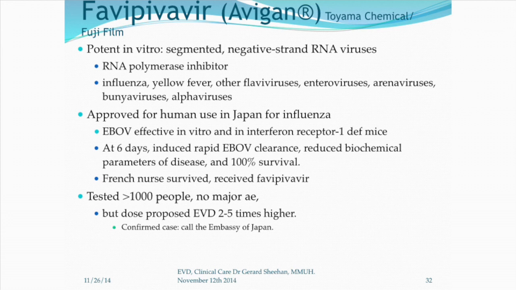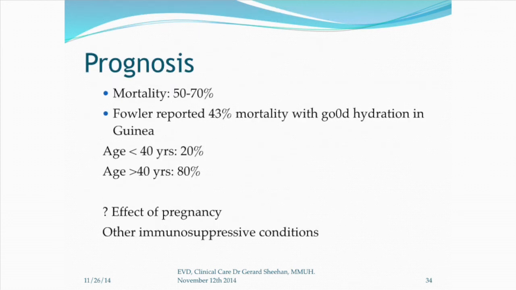So to finish up the issue of prognosis, mortality is 50 to 70%, but Dr. Fowler, who's an intensivist, reported 43% mortality with a good effort at hydration, with rather simple hydration measures down there. My suspicion is that mortality could be put into the 15 to 25% with a really aggressive approach. That's just a gut feeling.